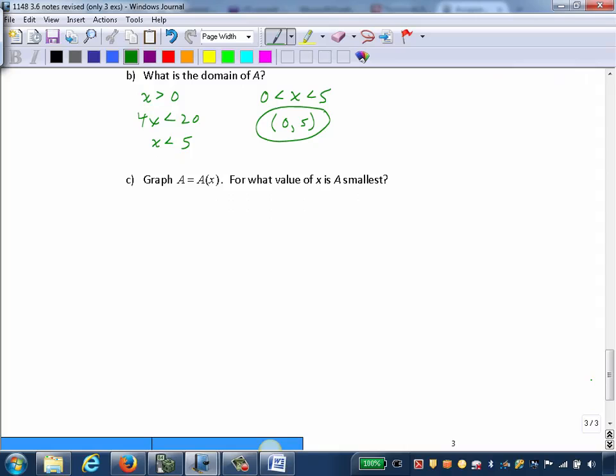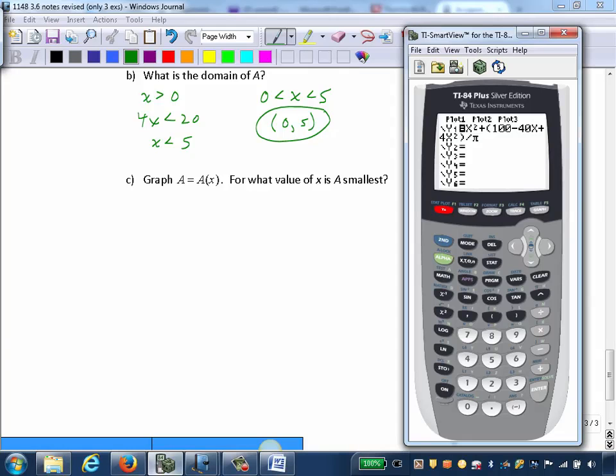Now, part C, we want to graph y equals A of x, and then find for what value of x is A smallest. So I'm going to enter my function into my graphing calculator. Be careful when you're entering this function that you enclose the numerator of that fraction in parentheses. Anytime you're entering messy, larger fractions, with more than just one term in the numerator and denominator, it's always important to enclose parentheses around that. So I enter my function.